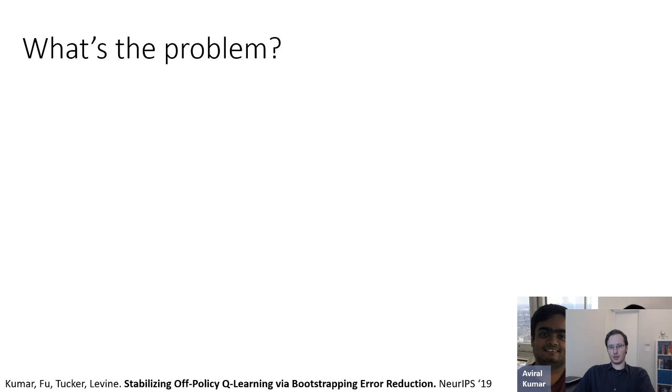Now, more recently, we actually studied this question in a paper called Stabilizing Off-Policy Q-Learning via Bootstrapping Error Reduction by Aviral Kumar, Justin Fu, George Tucker, and myself. And we wanted to understand what are the reasons why this might be so difficult. We had a few hypotheses that we wanted to investigate.